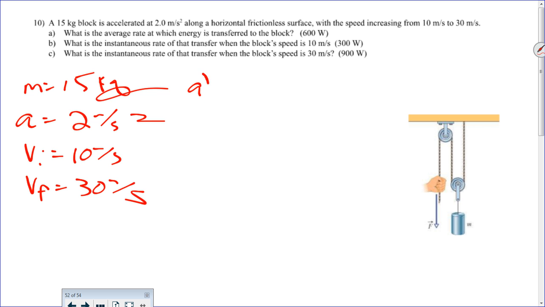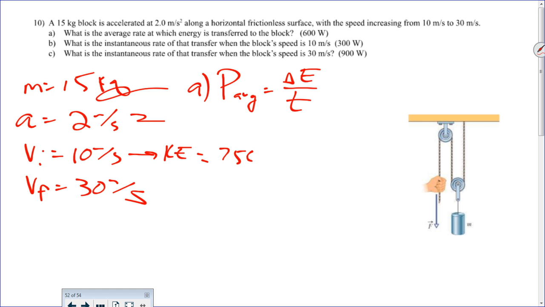So for part A, we're trying to find average. So that's our change in energy divided by time, right? Or work divided by time, however you want to think about that. All right, so what kind of energy is our box gaining here, you guys? Kinetic energy, right? So the kinetic energy here is going to be half the mass times the velocity squared, which is what, 750 joules, I hope? Is that right?